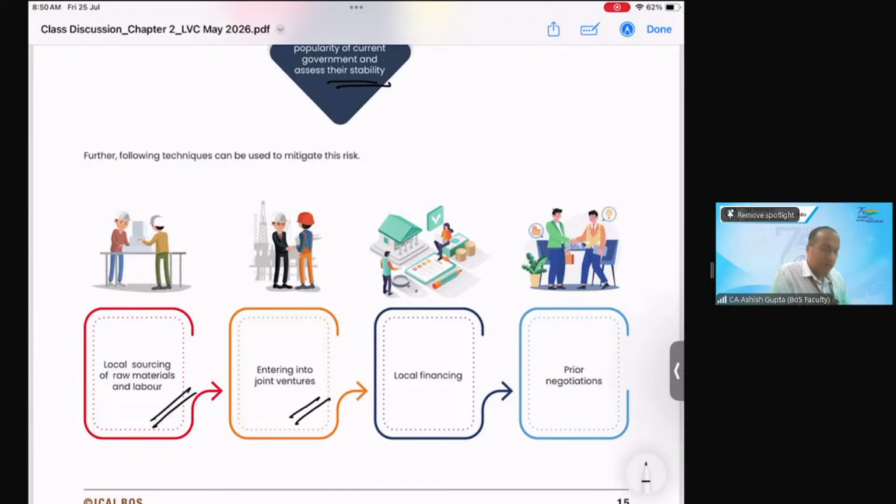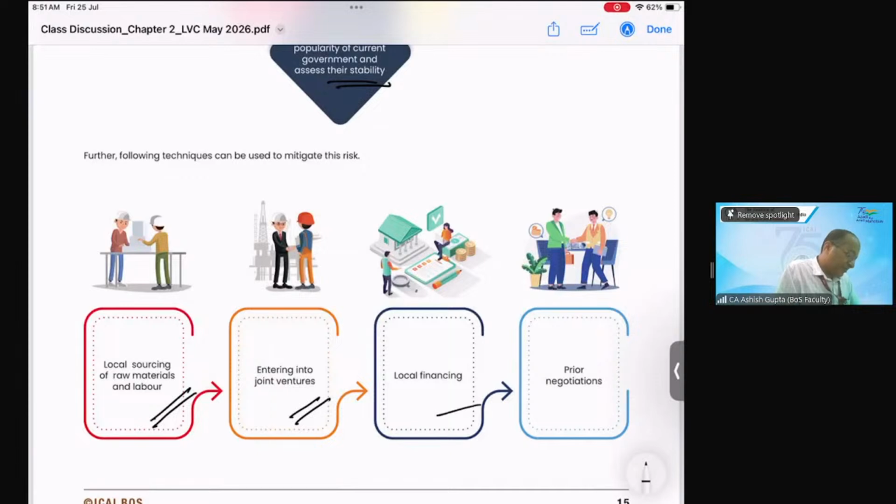Entering into a joint venture is one of the very good ways. You take a local partner and enter into a joint venture instead of establishing a new business on your own. Maruti Suzuki is the best example. The Suzuki company ventured with the Indian company, so Maruti Suzuki is a kind of joint venture for car manufacturing.